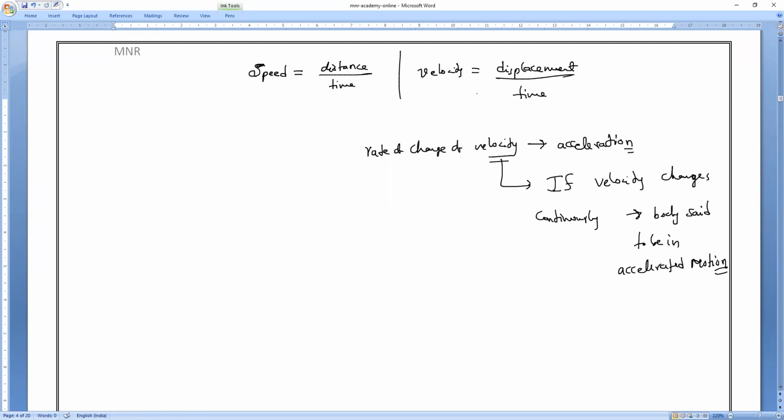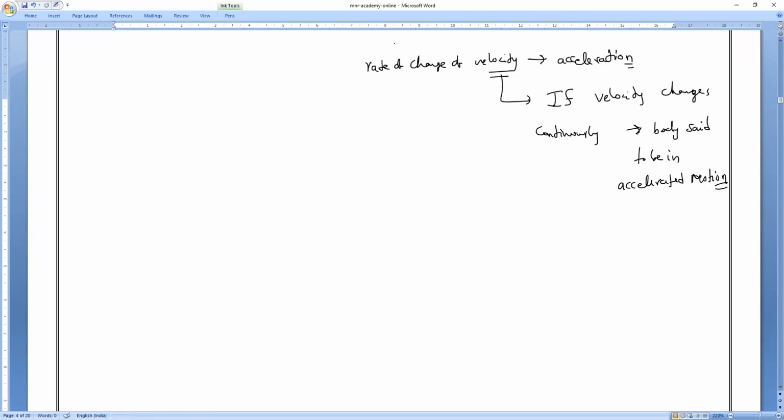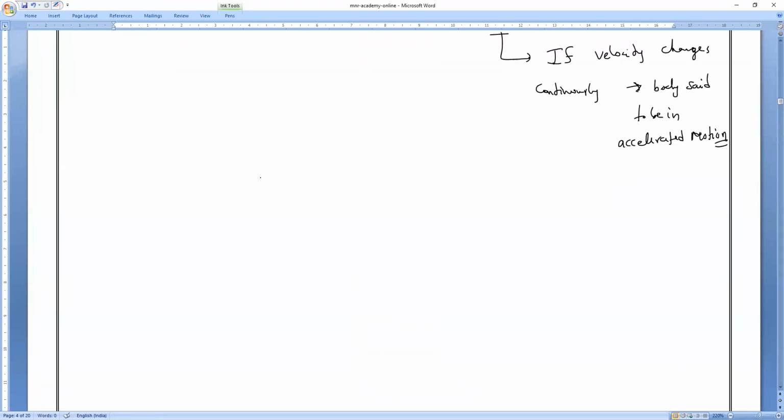That is what we are going to discuss: if a body is in circular motion, whether it is said to be in accelerated motion or not. If it is accelerated motion, then why do we call it accelerated motion? That is all we'll discuss. Is it okay? Are you ready, everybody? So please keep the heading.